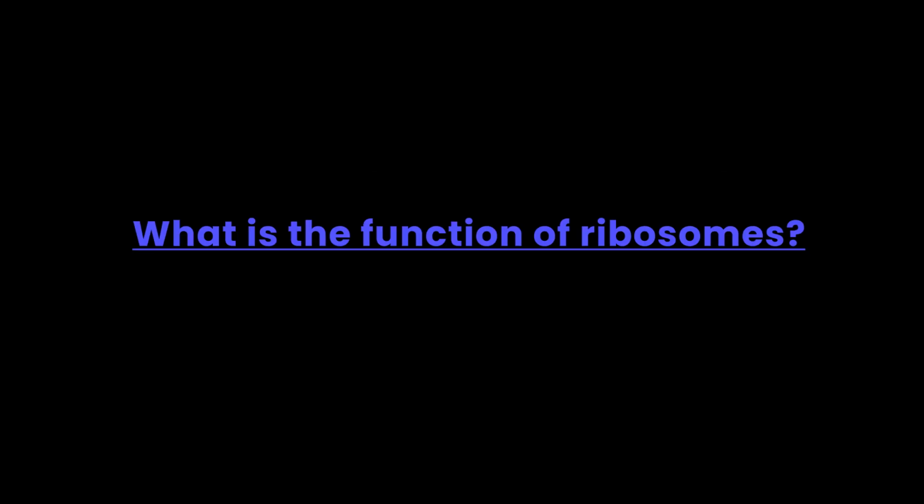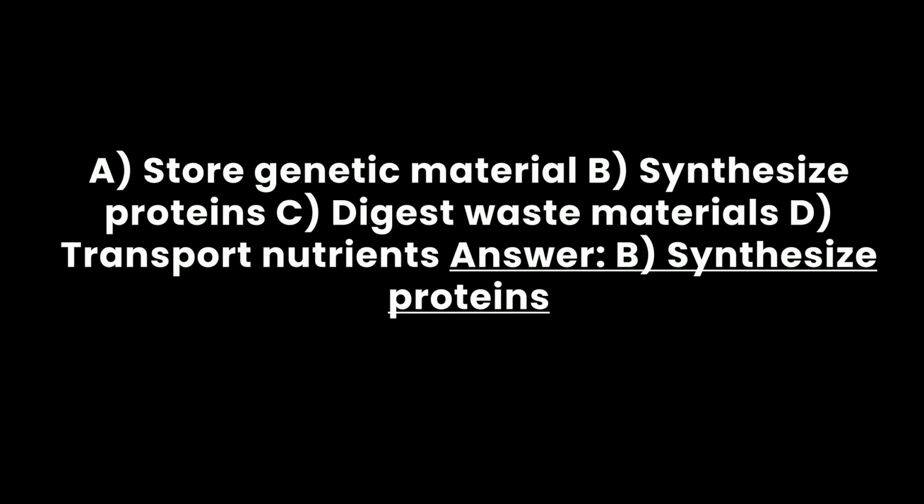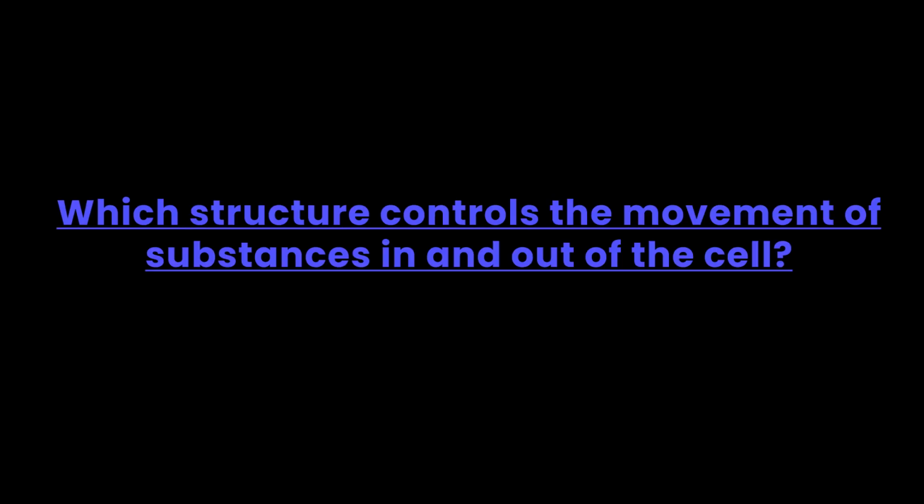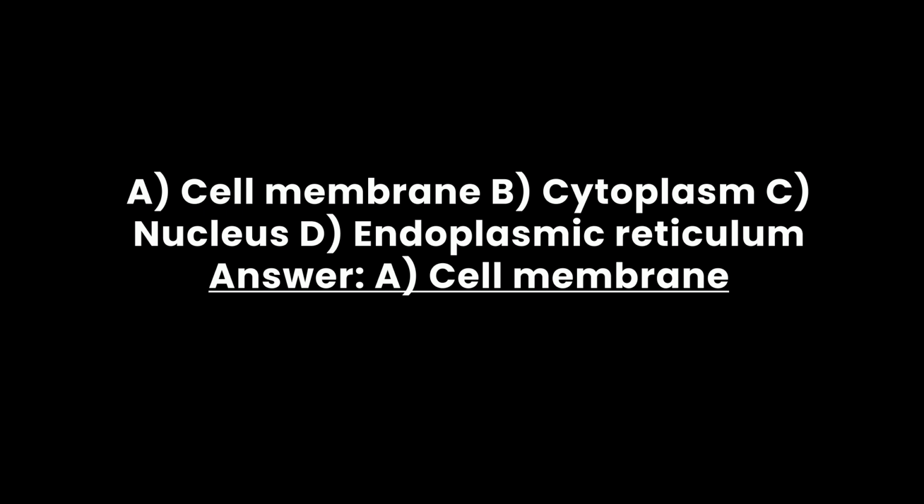Mitochondrion. What is the function of ribosomes? A. Store genetic material. B. Synthesize proteins. C. Digest waste materials. D. Transport nutrients. Answer: B. Synthesize proteins. Which structure controls the movement of substances in and out of the cell? A. Cell membrane. B. Cytoplasm. C. Nucleus. D. Endoplasmic reticulum.